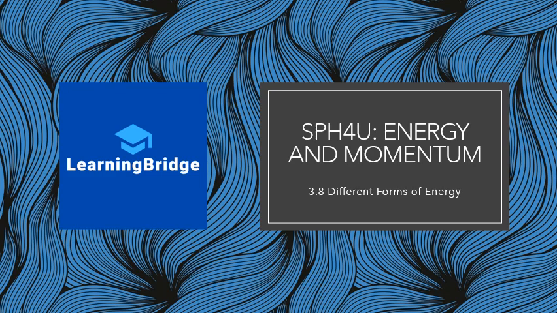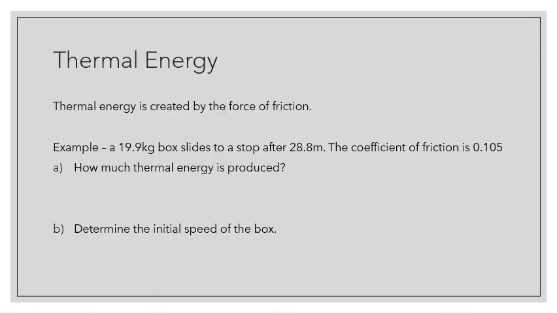SPH4U, energy and momentum, 3.8 different forms of energy. Thermal energy is created by the force of friction and is given by this equation, ETH. Thermal energy is equal to Fk times delta D. Fk is mu times Fn, where mu is the coefficient of friction and Fn is the normal force.